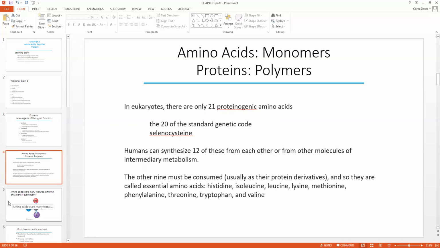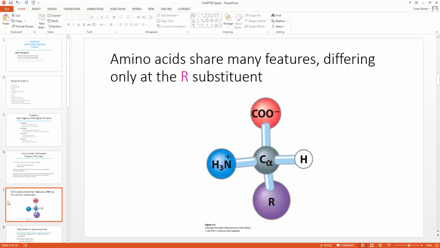So let's go back and take a look at what we know about amino acids. We know that they share many features in common. So for example, you have this NH3 with a positive charge. You also have this COO minus, the deprotonated carboxyl, and the amino terminus. Then we have this alpha carbon. So this is the carbon at which our R group is attached.